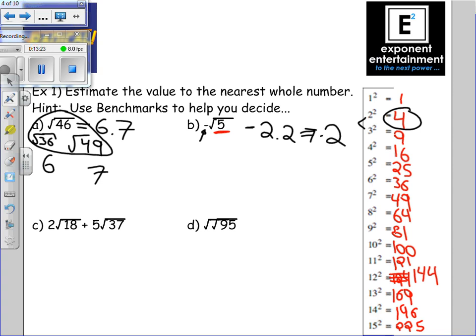Try the next two together. There's a couple tricks to these ones, so give them a shot. This 2 in front, what do we call it? It's got a definition. It's called a coefficient. What do you do with coefficients? You multiply them to this once you've answered it.